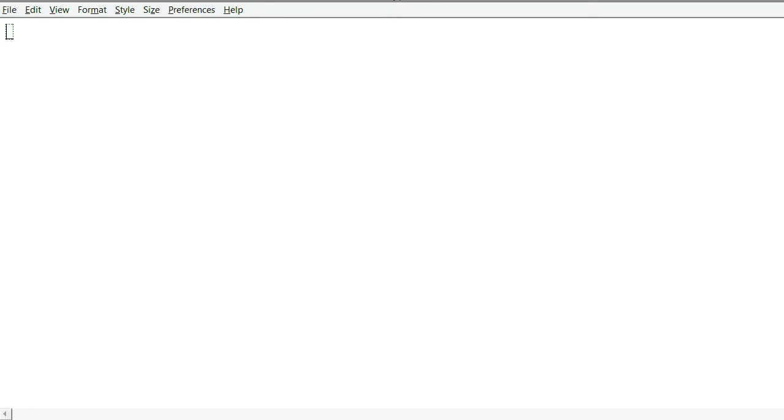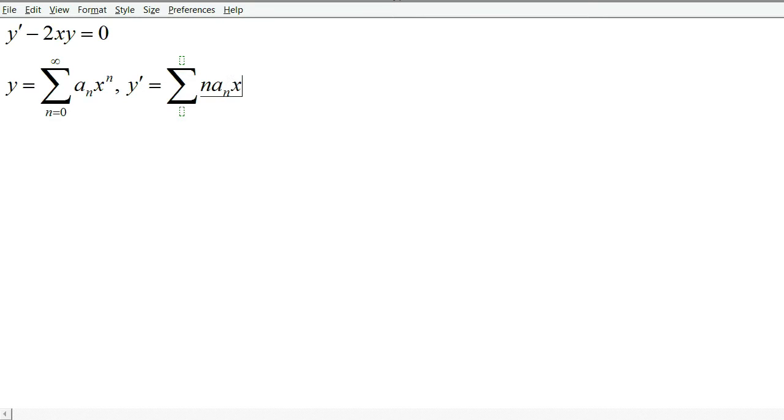For example, if I have the first order linear differential equation y prime minus 2xy is equal to 0, I can actually make the substitution by the power series for some function f of x, the sum of a sub n, x to the n, from n equals 0 to infinity. And then y prime, for example, is going to be the sum of n times a sub n, x to the n minus 1, from n equals 0 to infinity. This is just following the power rule, treating n as a constant and a sub n as a constant and differentiating with respect to x.